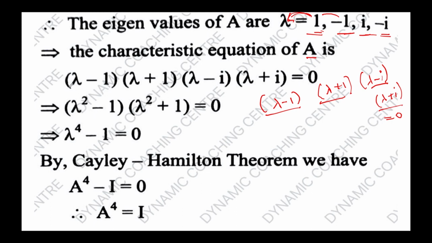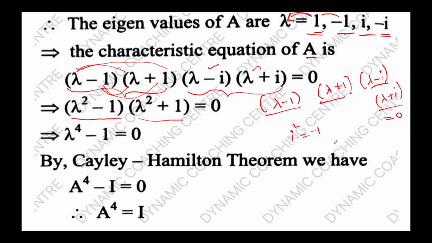Now what you can do is multiply these two first and then multiply these two, right? So this lambda has to be multiplied with both the terms, and similarly this minus 1 has to be multiplied with both the terms, and simplify and you'll get this. Similarly, multiply these two parentheses and find out this answer, right? In this you have to remember that i square value is minus 1, so that minus i square value will be equal to plus 1, right? So now you have to multiply these two parentheses, and you'll get lambda power 4 minus 1 equal to 0.